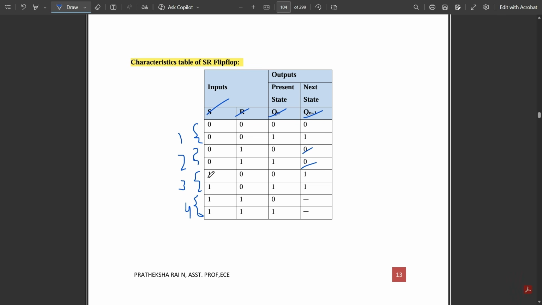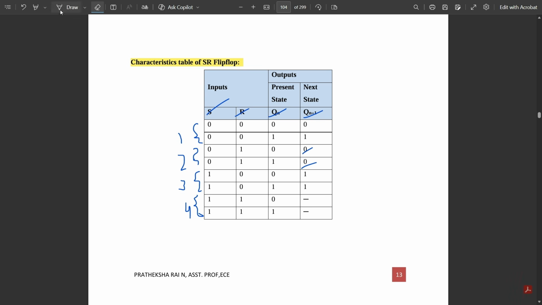Okay, same for the next combination 1 0: when the present state is 0 it is 1, and when the present state is 1 it is high. So it concludes that whatever the output provided, 0 or 1, it would be in the set state, that is, for both inputs the next state would be in the logic high signal.